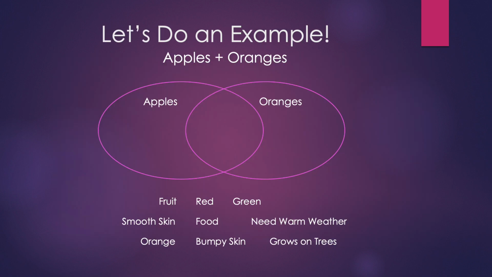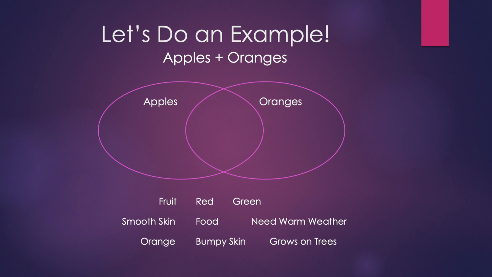Let's do an example together. As you can see, we are going to compare and contrast apples and oranges. So we have our graphic organizer or our Venn diagram set up, and as you can see, in one circle we have the word apples, and in the other circle we have the word oranges, and in the center where the circles meet, we don't have anything written.